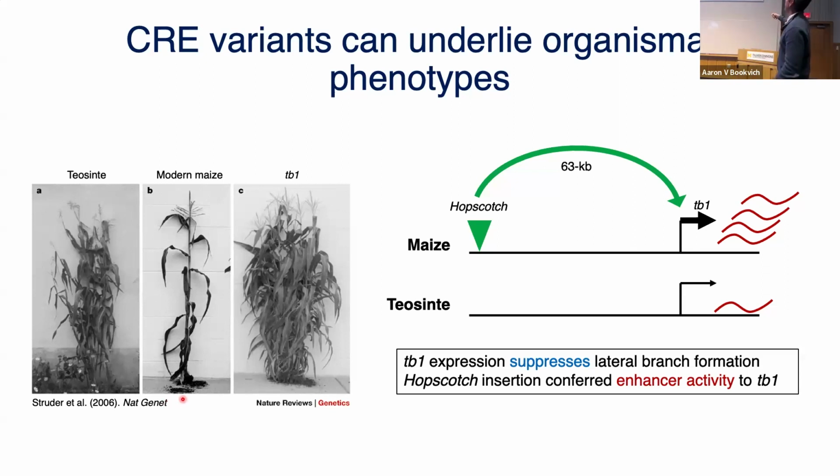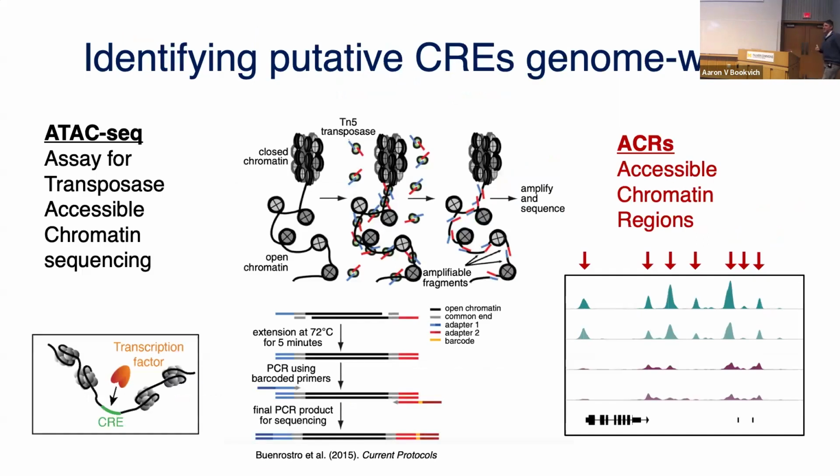And if we delete this regulatory element that's located on hopscotch, you can revert back to the ancestral phenotype, right? So this is one example of a single transposon, a single regulatory element variant that has a pretty drastic effect on the phenotype. All right, so how do we identify regulatory elements genome-wide?